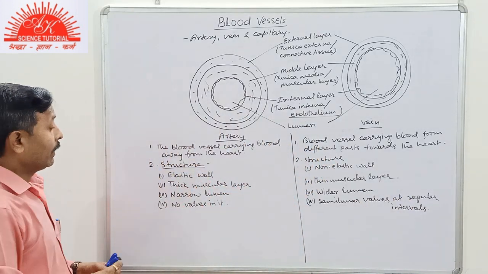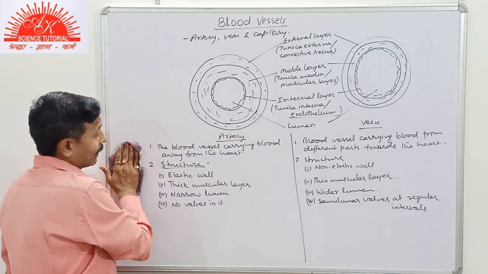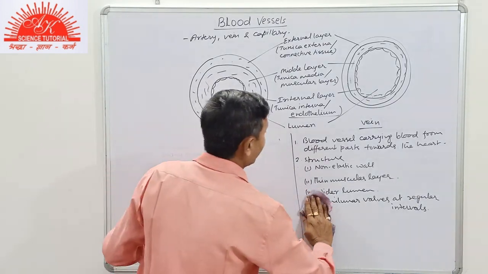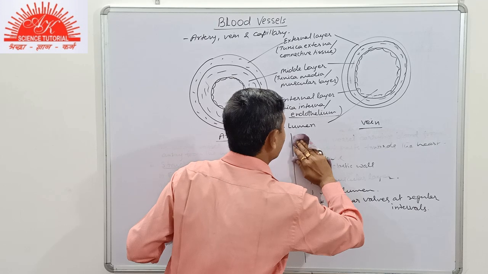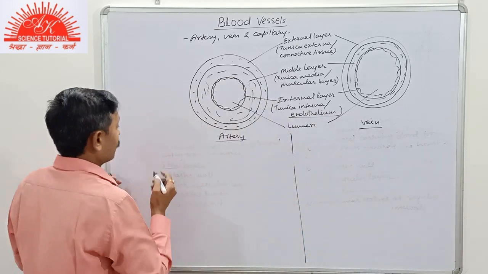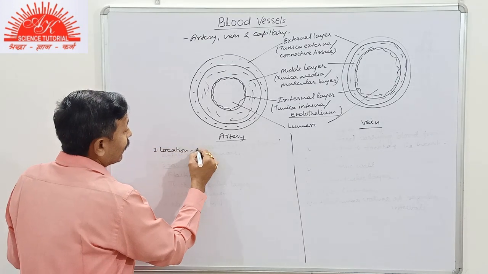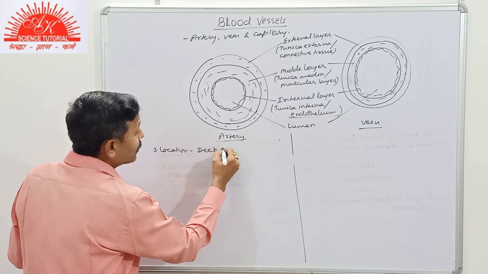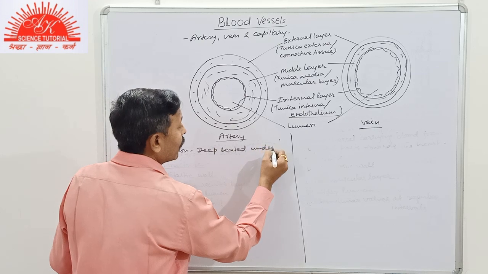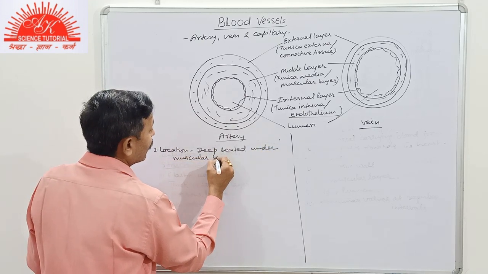So this is about the structure on the basis of which we can differentiate between artery and vein. Now we can take the next basis for differentiation, that is the location. Third point, location. Arteries are deep seated. Generally they are deep seated under the muscular layer.